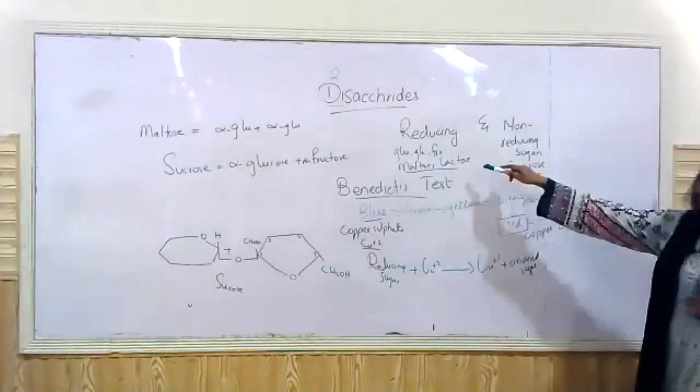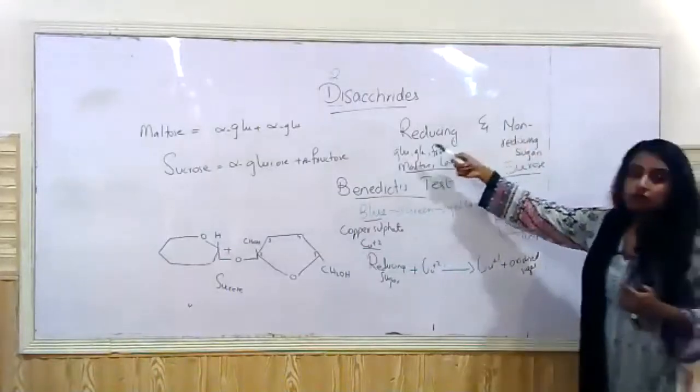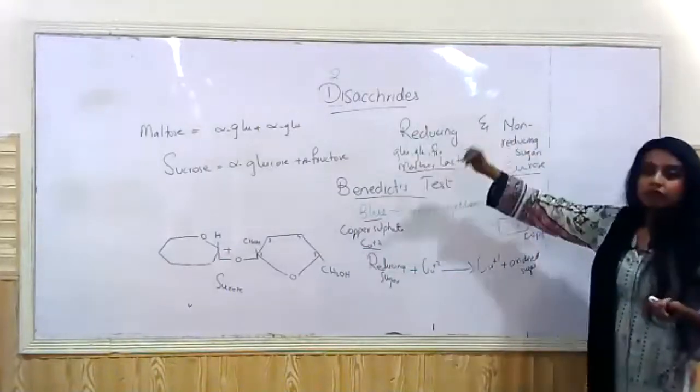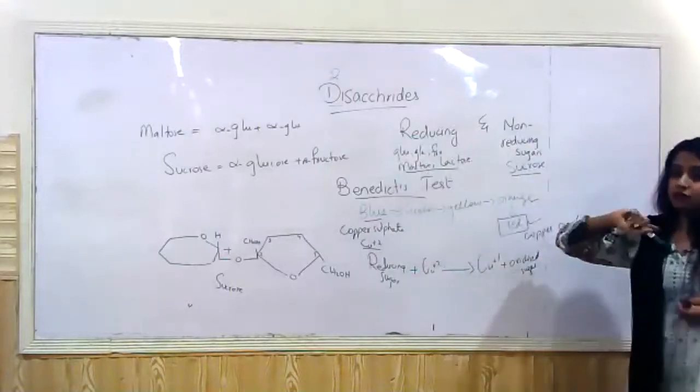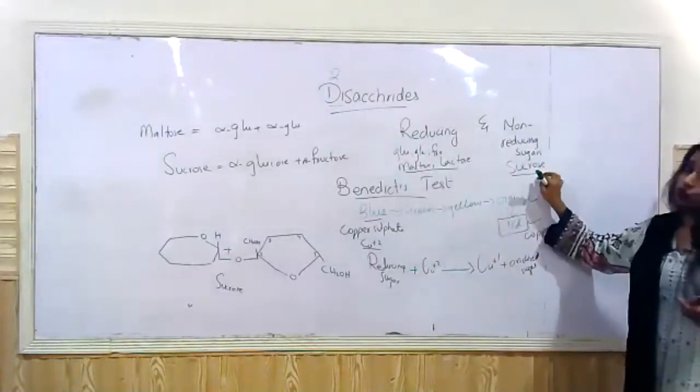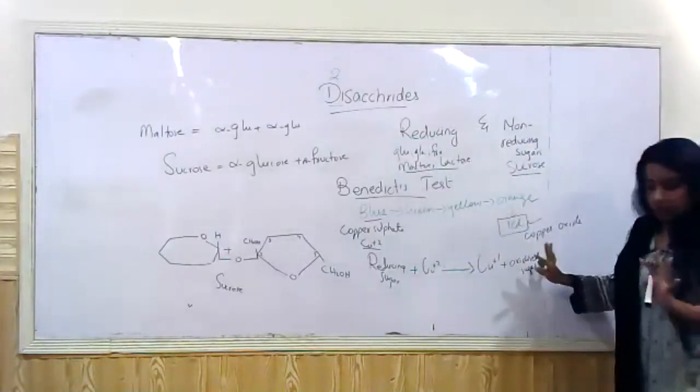We'll show that a reducing sugar is present. It can be glucose, it can be galactose, it can be fructose, it can be maltose, it can be lactose. What it cannot be is sucrose, right? So this is a confirmatory test.